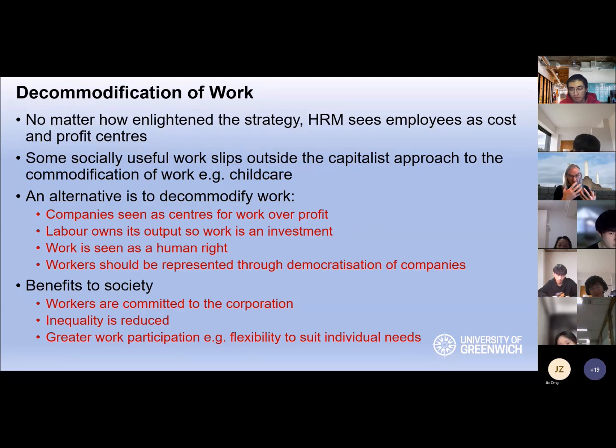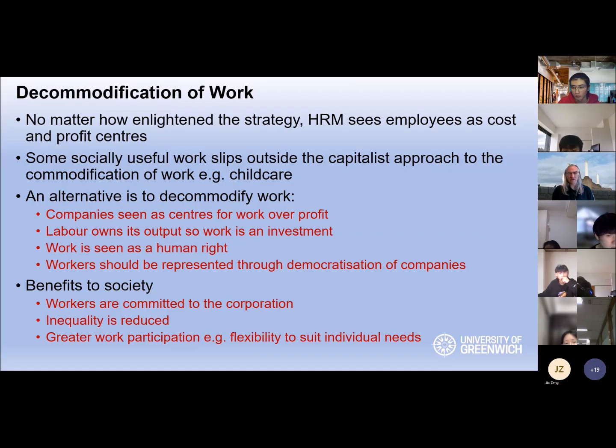Not, I don't think, a particularly well-formed idea at the moment, but the idea is that human resources at the moment tends to see employees as an asset, like a piece of machinery. So there are costs and there are profits connected to that person. A lot of work, actually, is socially useful work, goes on outside of this very limited, very narrow capitalist view of how human beings, how the workforce should be used. So human resources is really about exploiting the workers as much as possible.